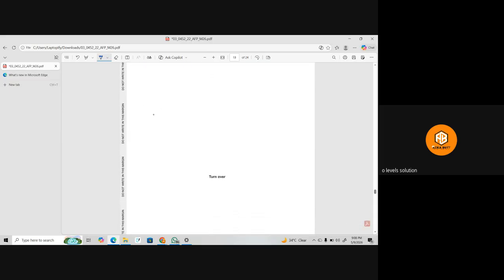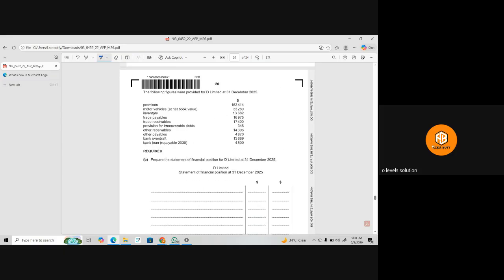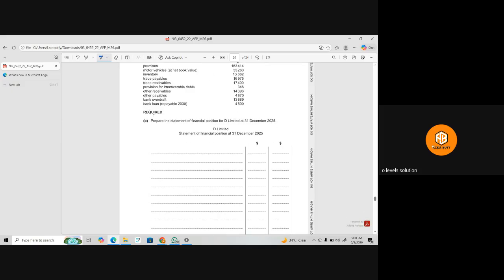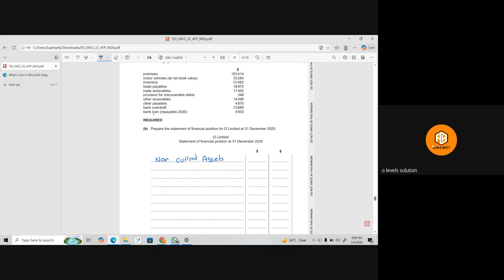Now what we have to do next? We need to prepare the statement of financial position. So let's start with the non-current assets first. In the non-current assets, we have the premises, and its cost is 163,414, and we don't have any depreciation for this, so we will simply write it down here.